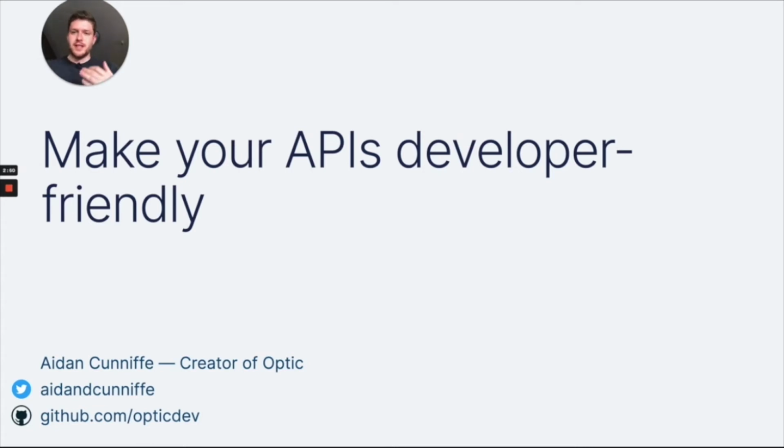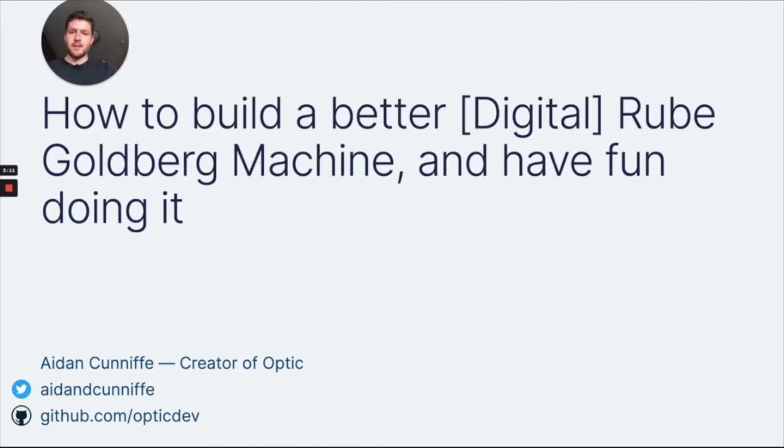So you can see how this is inspired by the research we've been doing. This talk is not about Optic, but about all of the conversations I've had over the last year building the project and some mindsets I stepped away with about the problem at a bigger scale, and how we can all make our APIs more developer friendly. Or to make this a lot more fun, we can talk about how to build a better digital Rube Goldberg machine and have fun while we do it.